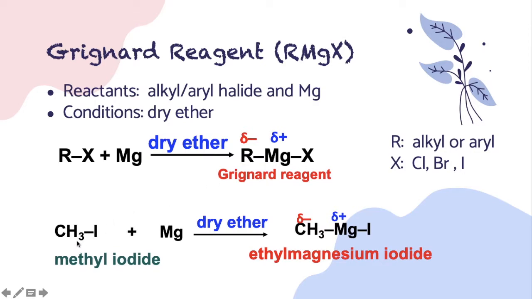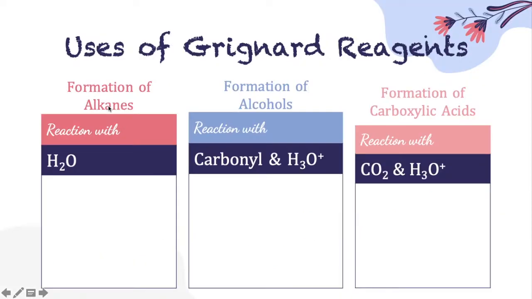In methyl iodide, 1 carbon, 3 hydrogen, 1 iodine, reacts with magnesium in the presence of dry ether. So the magnesium forms a bond with the carbon, and the magnesium also has a bond with iodine. So this is the Grignard reagent. Grignard reagent can be used for the formation of alkanes, alcohols, and carboxylic acid.